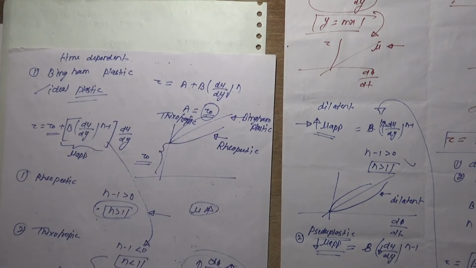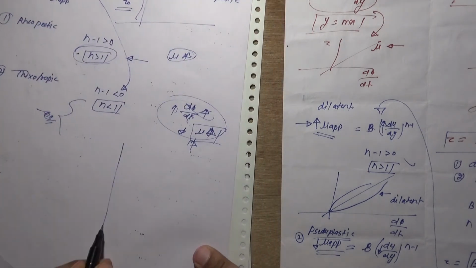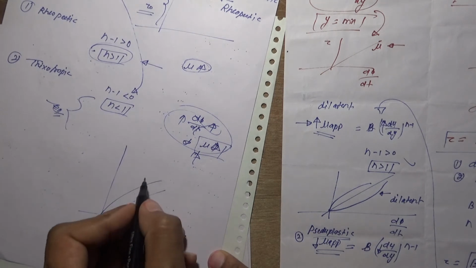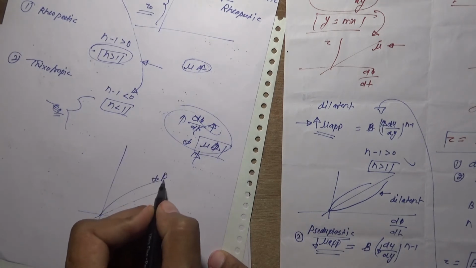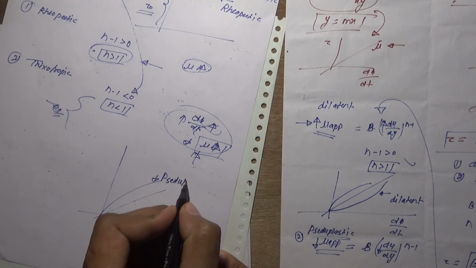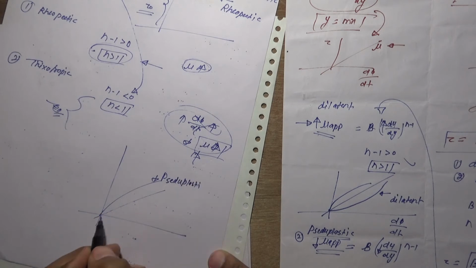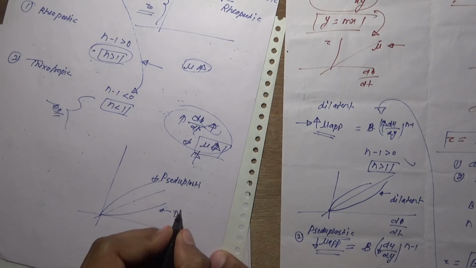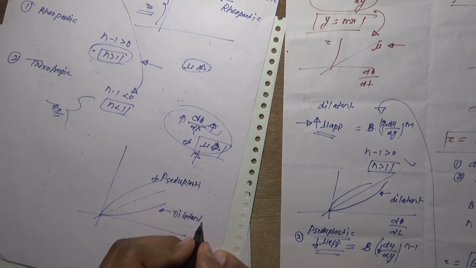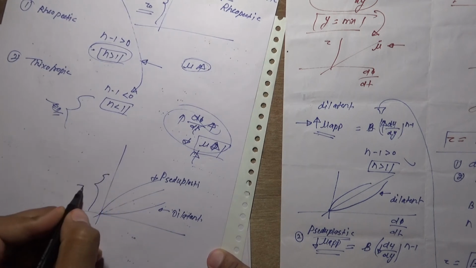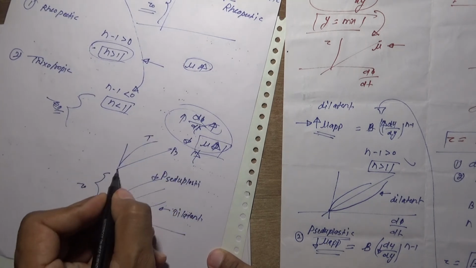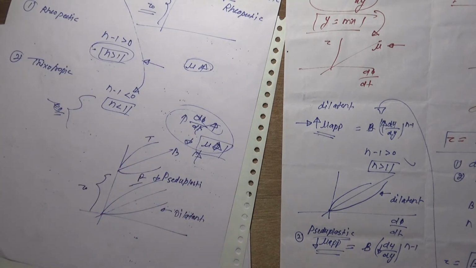So this is about the non-Newtonian and Newtonian fluid. If we draw it in one table, then we can draw it like this. This is pseudoplastic. This is dilatant. This is Bingham plastic, this is thixotropic, and this is rheopectic. So this is about Newtonian and non-Newtonian fluid.